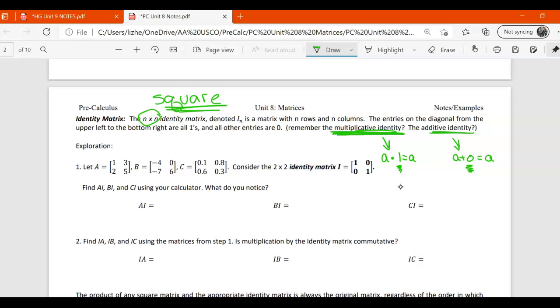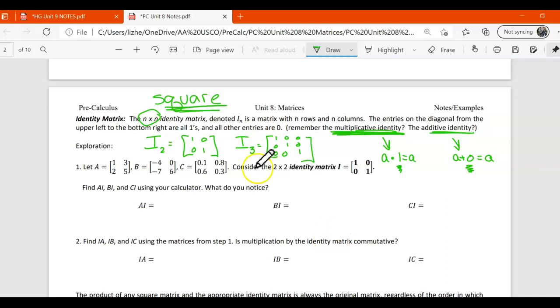And so we also have identities for matrices. So the identity for a 2 by 2 would be 1, 0, 0, 1. You need those ones in a diagonal. An identity for a 3 by 3 would be 1, 1, 1, and everything else is a 0.